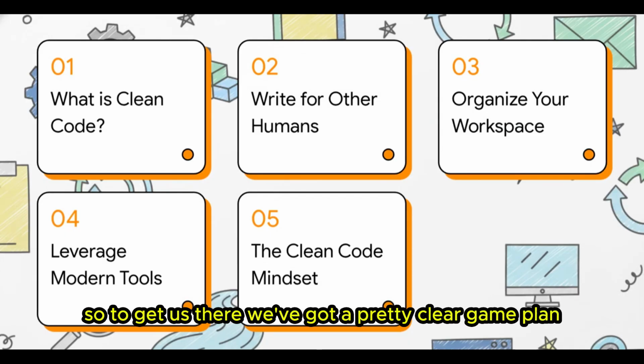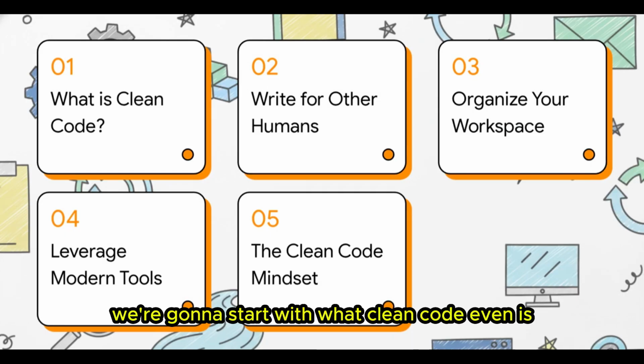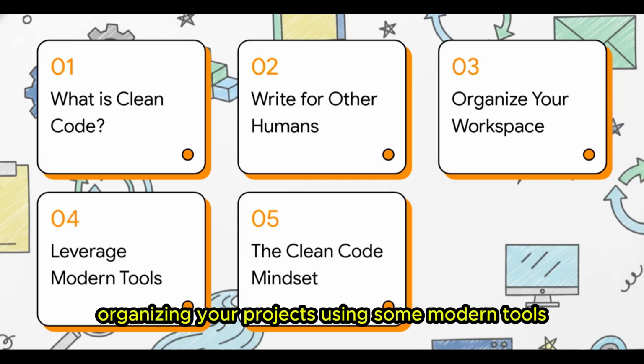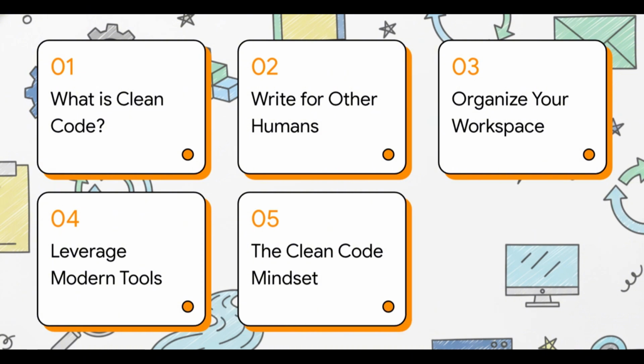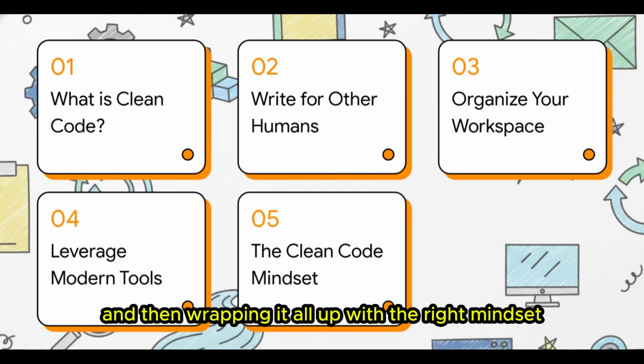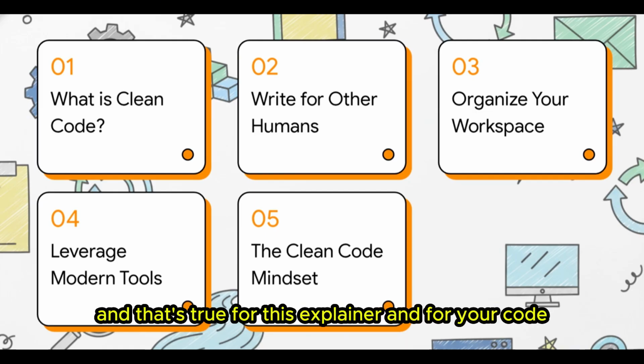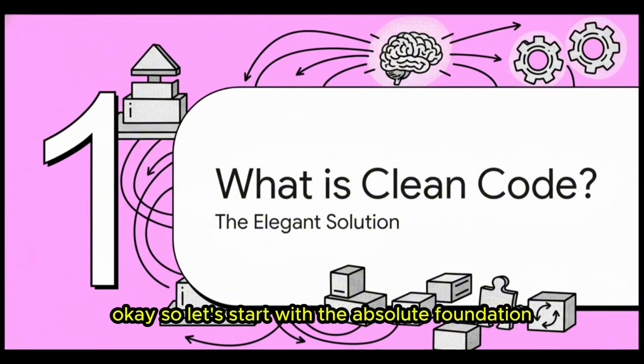So to get us there, we've got a pretty clear game plan. We're going to start with what clean code even is, then jump into some super practical tips on writing for other people, organizing your projects, using some modern tools, and then wrapping it all up with the right mindset. You know, having a good structure is the first step to clarity, and that's true for this explainer and for your code.